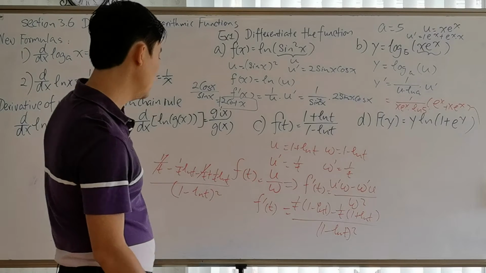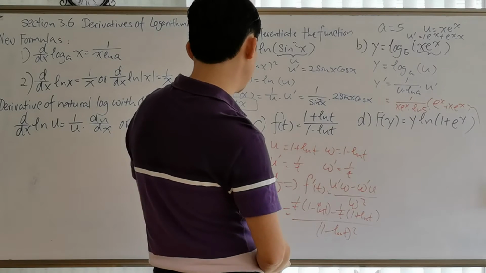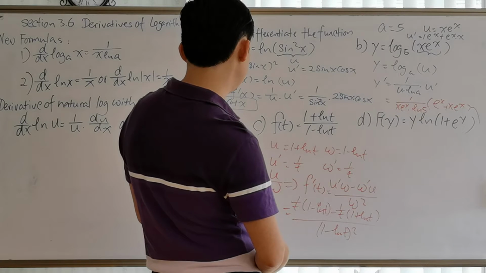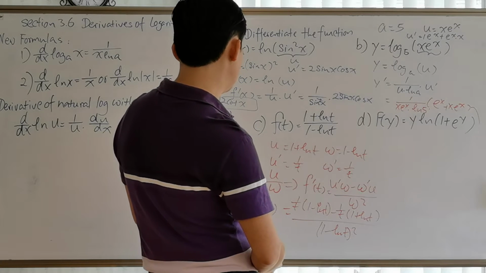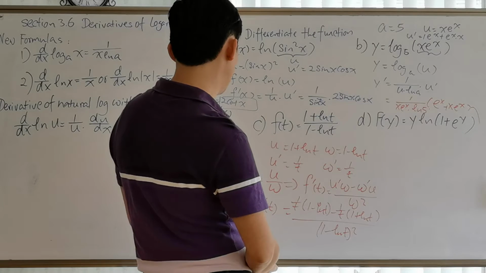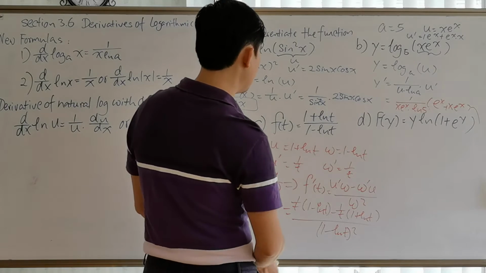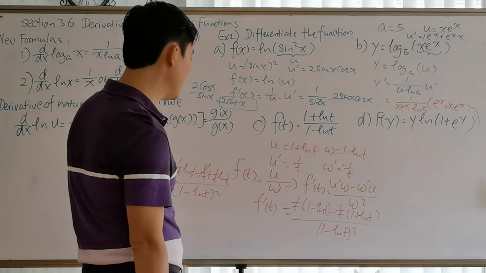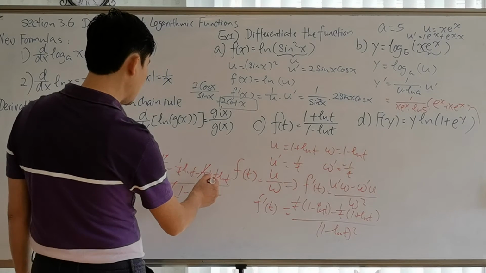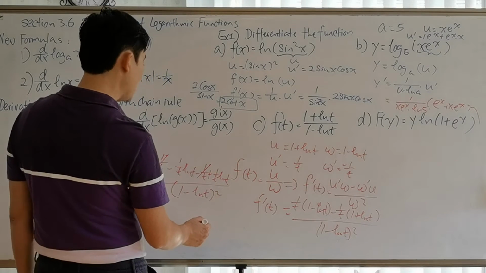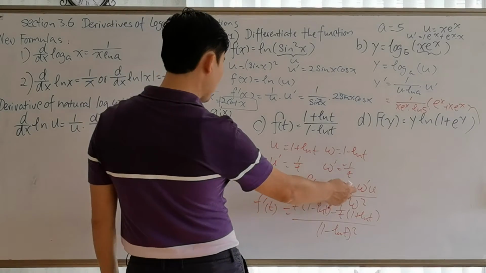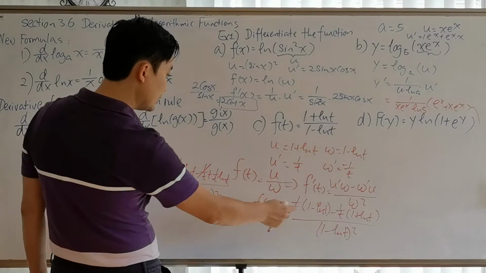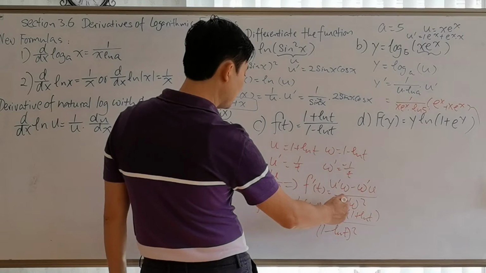Okay, so let me check that. It looks like everything's gone. So u, w, u prime. Oh, you know what? This one's supposed to be negative because I have a negative sign. So gotta be careful with that. So w prime, this one's supposed to be negative. Okay, positive, negative. So once you plug that in, w prime is supposed to be negative 1 over t.